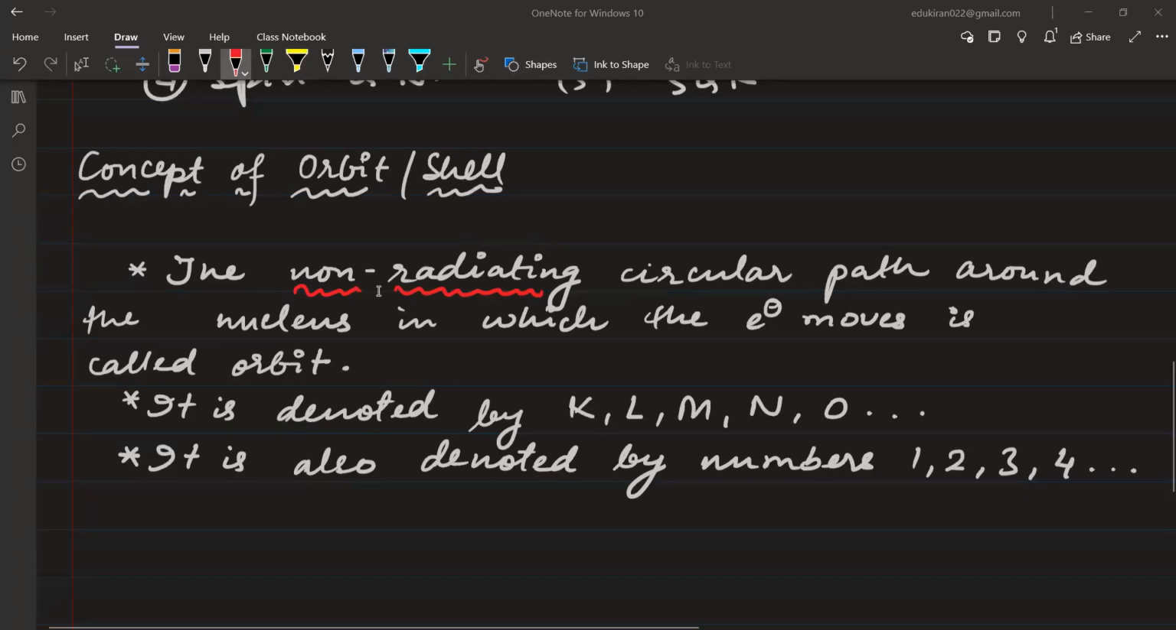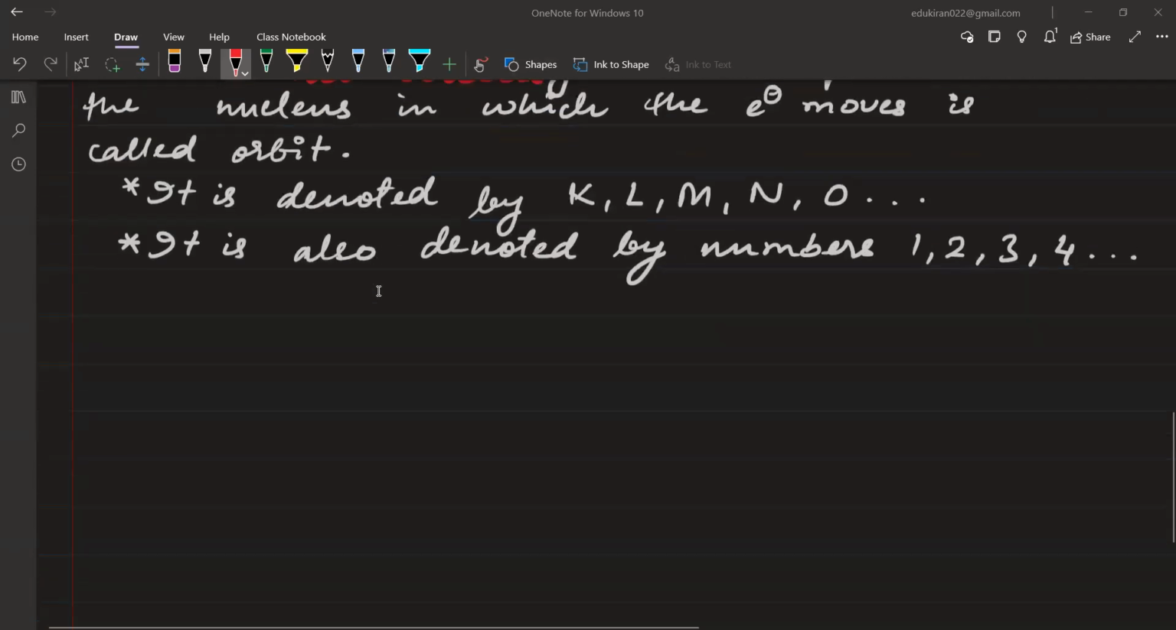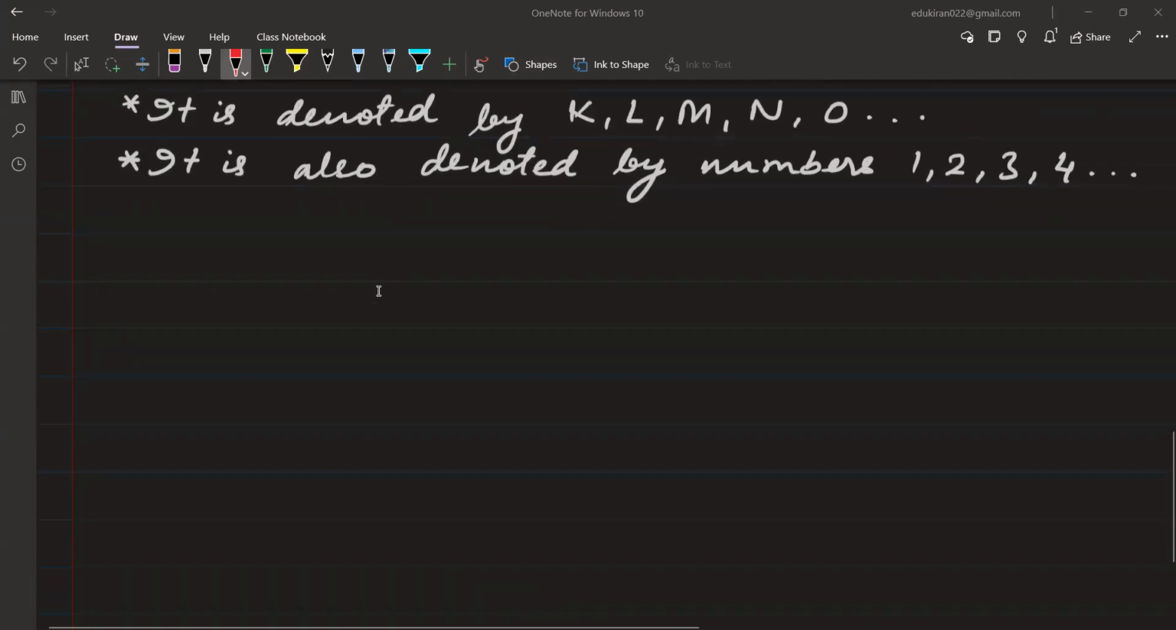The next 2 points, you have already seen in your lower standard. It is denoted by KLMNO, and it is also denoted by numbers. All of you are done writing this? Yes or no? Please tell me. Abdullah, Haya, Martin, Yasir, Nabiha, Siddiqa. Done? All of you? Yes, sir. Okay, fine, very good.